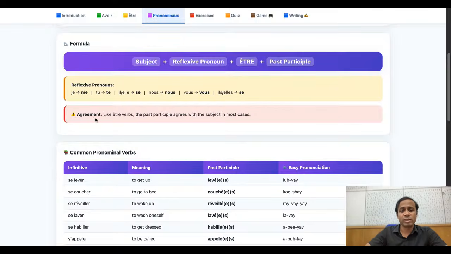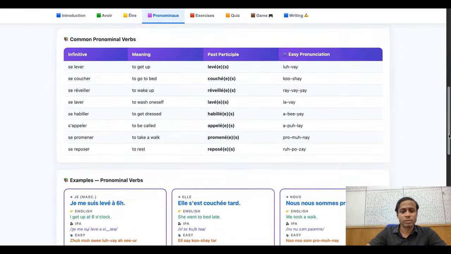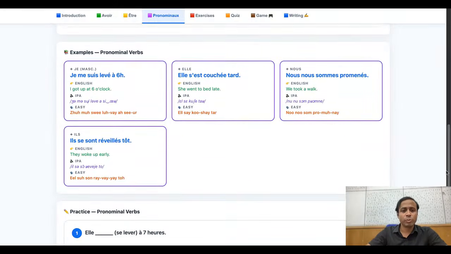And you can also see agreement. So like être verb, the past participle agrees with the subject in most cases. Okay? So you have to see the gender and number of the subject. Now you see how you make. Je me suis levé à 6 heures. I got up at 6 o'clock. Okay. Next, elle s'est couchée. Again, elle s'est couchée, we have added here extra e because elle is here feminine.